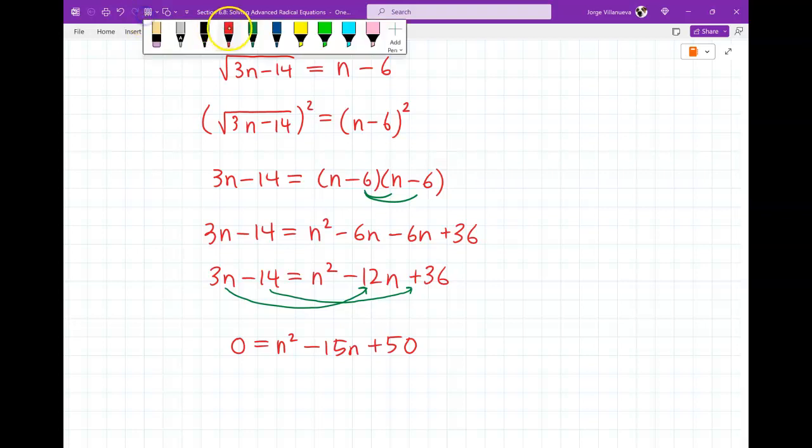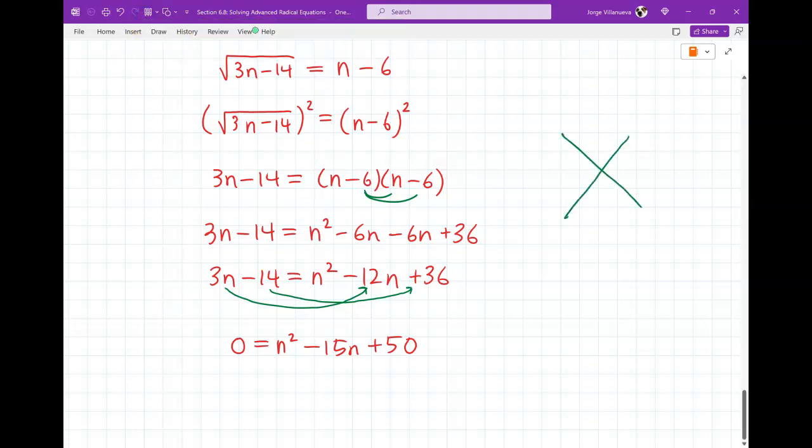All right, now I've got to factor. A is 1, B is negative 15, and C is 50. So A times C is 50, B is negative 15. Two numbers that multiply to 50 and add up to negative 15. 5 and 10, but are they negative, positive, what? Both negative, right? So negative 5, negative 10. No need to divide, because A is 1. So my factors are n minus 5, n minus 10.